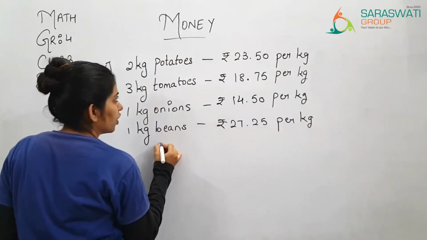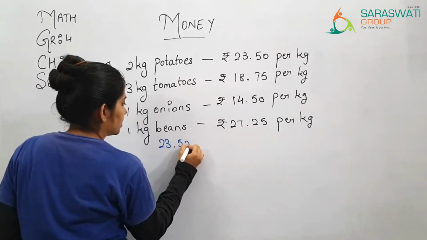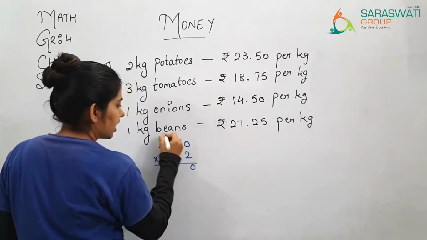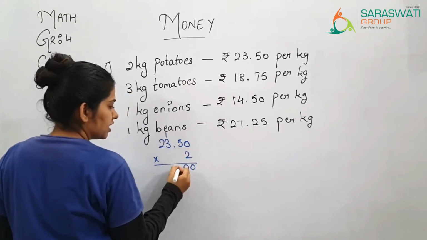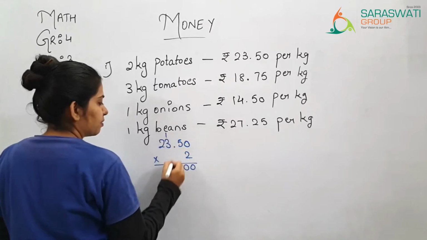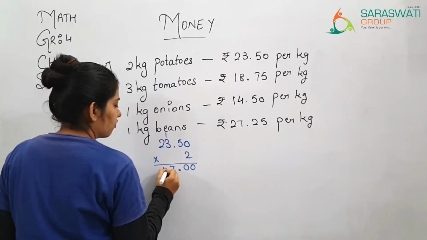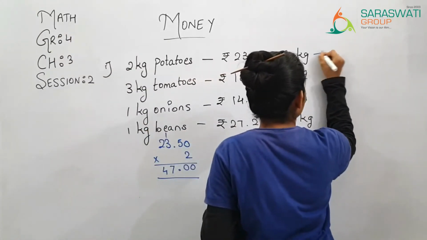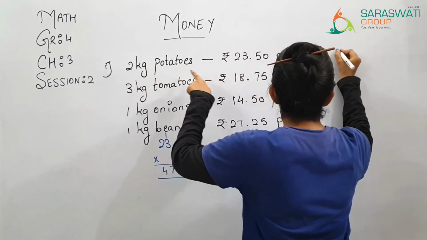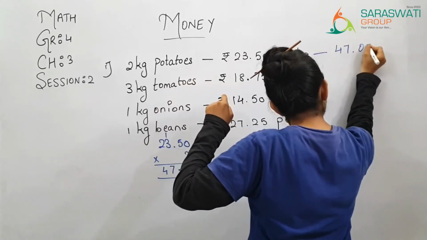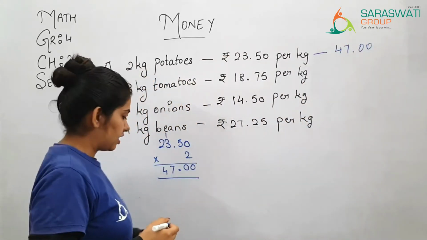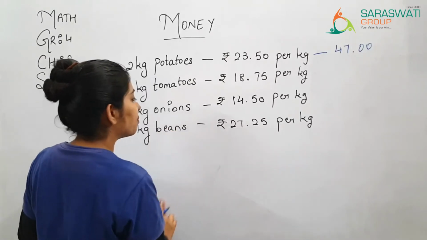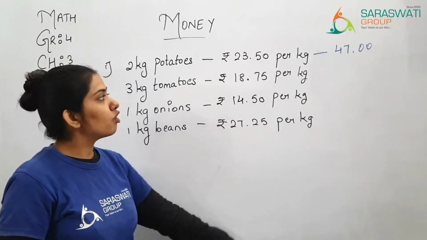So 23.50 into 2. 2 zeros are 0. 5 twos are 10. Completed this part. Point. 3 twos are 6 plus 1, 7. 2 twos are 4. So 47. The price for 2 kg potatoes is 47.00. Right?